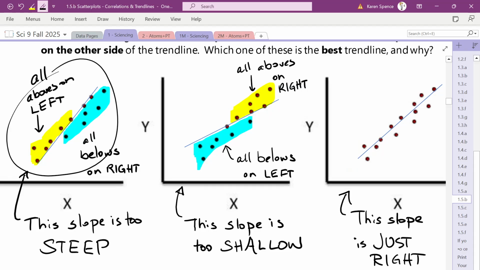And how do you know it's just right? Because it's got above points all the way along, not just on the left or not just on the right. It's got below points all the way along.